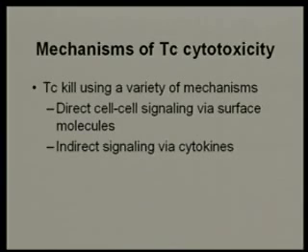The mechanism of killing, there are several different mechanisms. You can have direct cell-to-cell signaling via surface molecules. We'll discuss this. Two of them are the interaction between Fas ligand and Fas, and also TNF receptor. There are some ways of indirect signaling via cytokines. We'll discuss these in more detail in the next couple slides.